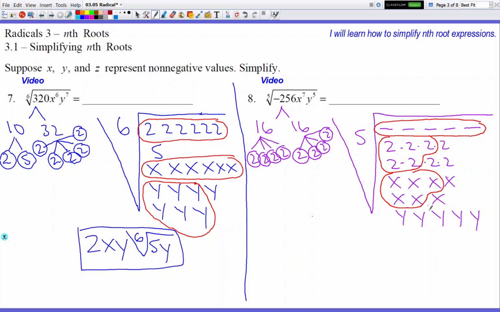And I'm going to circle 5 y's. So like I said earlier, this is where you really got to be careful. A lot of students, when they make a mistake, they lose track of what is not circled. Okay, so please be careful.